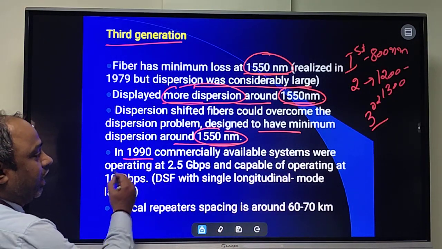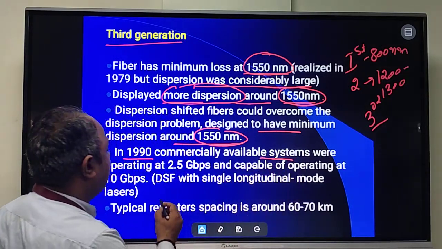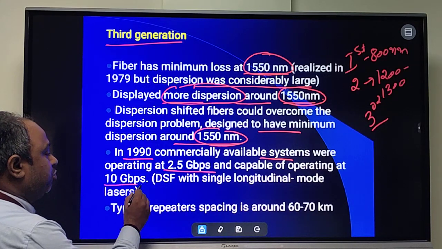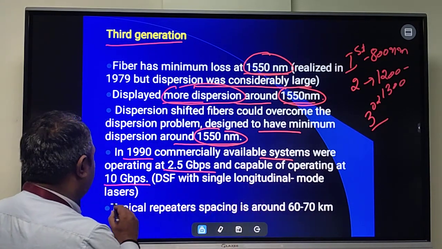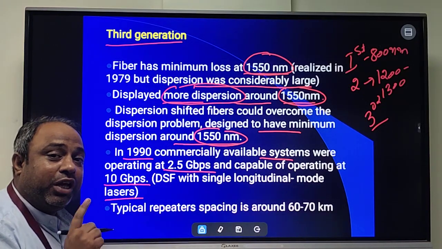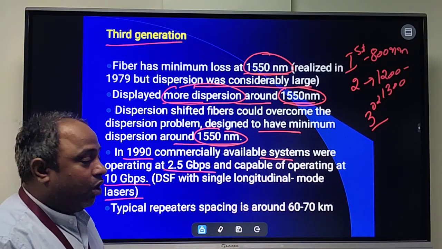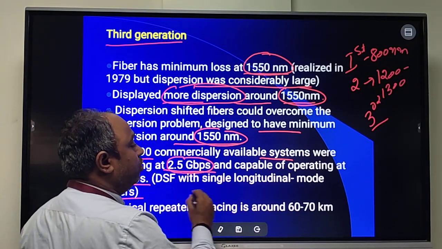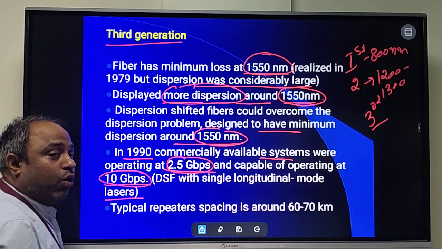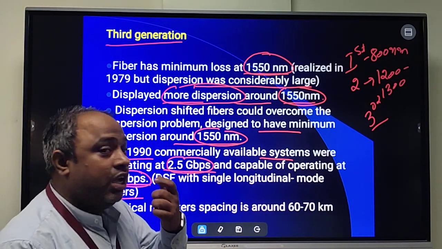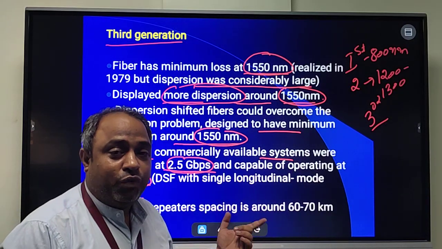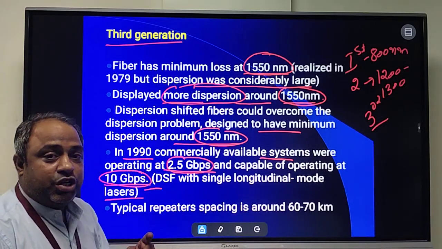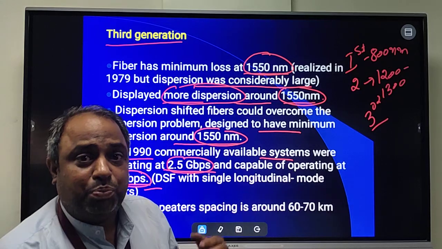In 1990, commercially available systems were operating at 2.5 gigabits per second and capable of operating at 10 gigabits per second, with DSF and single longitudinal mode lasers. The laser is used as the optical source. At that time, the signal transmission capacity increased 4 times, from 2.5 gigabits to 10 gigabits, whereas previously it was only 1 Gbps. It is the time to improve 2.5 times as input and 10 times as output for transmission of the signal. So the third generation is more advanced as compared to the previous two generations.